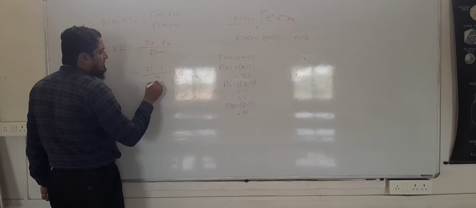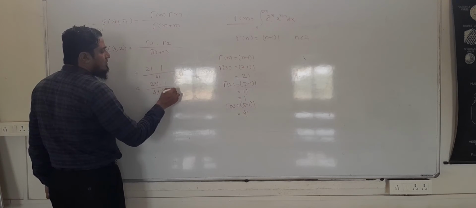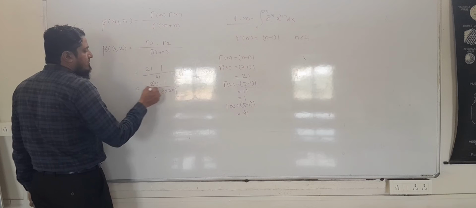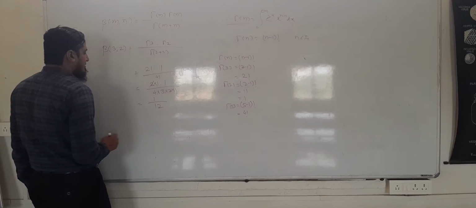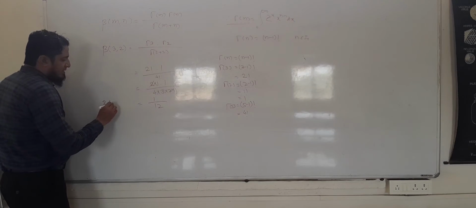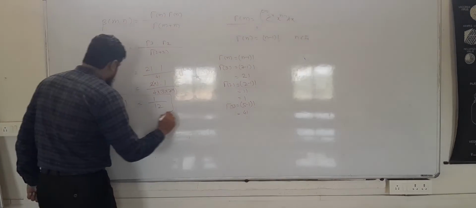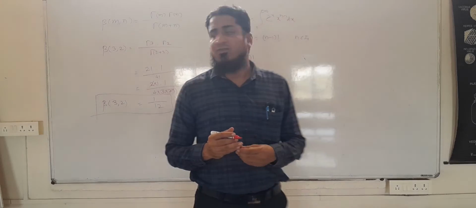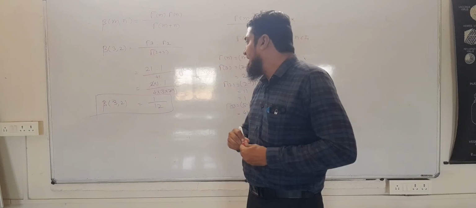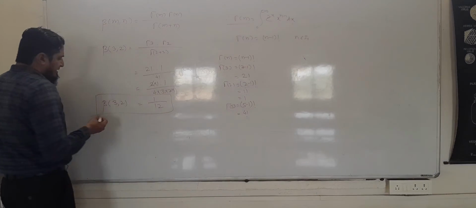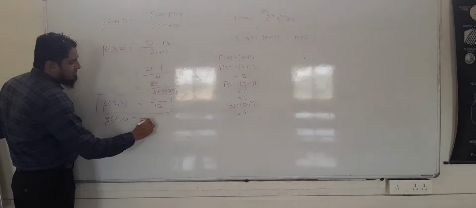Now 2 factorial means 2 into 1, and 4 factorial is 4 into 3 into 2 into 1. So 2 and 2 get cancelled. We will get 1 upon 4 times 3, which is 12. Beta of 3 comma 2 is equal to 1 upon 12, and because beta is symmetrical, we can write beta of 2 comma 3 is equal to 1 upon 12.